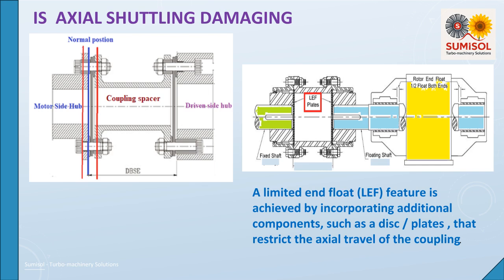A limited end float, LEF coupling, is used to prevent the axial shuttling, or unwanted back-and-forth motion, of a motor shaft that is supported by sleeve bearings. By restricting the motor's free axial movement, the coupling ensures the rotor remains in its optimal magnetic center, preventing damage and operational issues. There is generally more axial play in motors with sleeve bearings than motors with rolling element bearings.